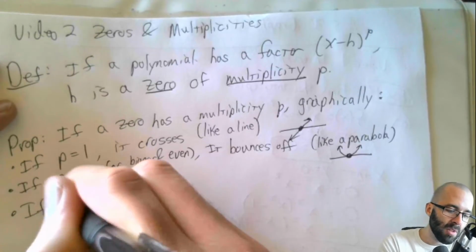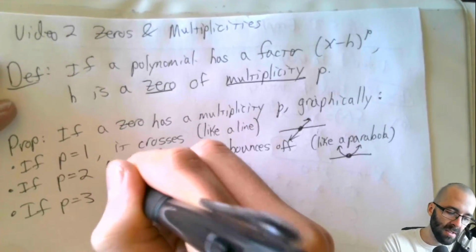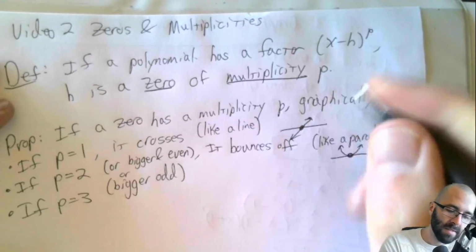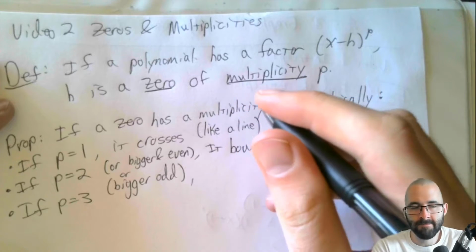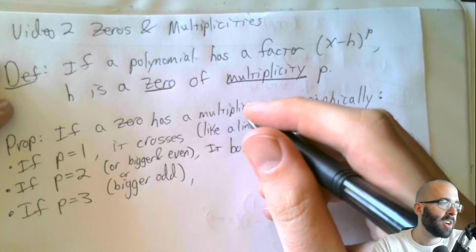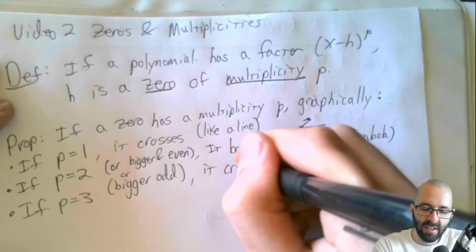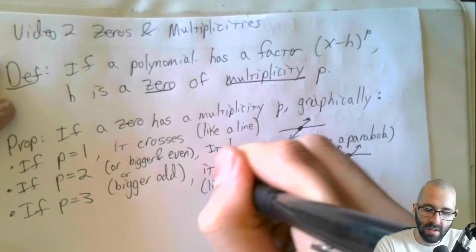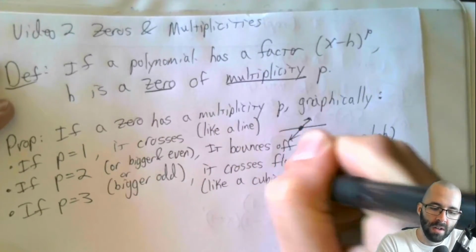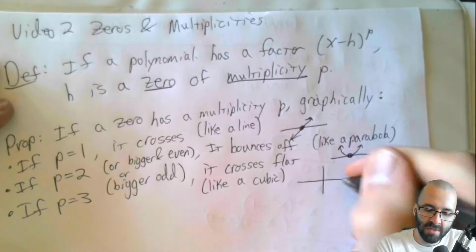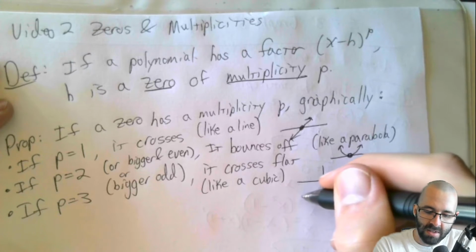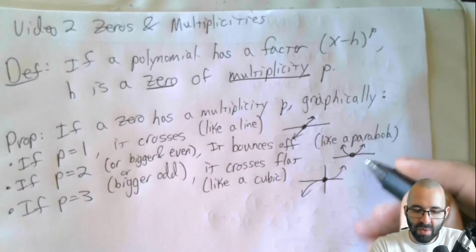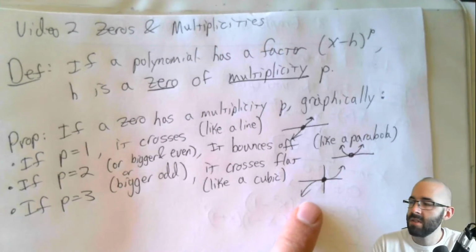And again, if p is equal to 3, or a bigger odd number, then it crosses flat, like a cubic function. In that case, oops, we don't need the y-axis. It would look something like this.